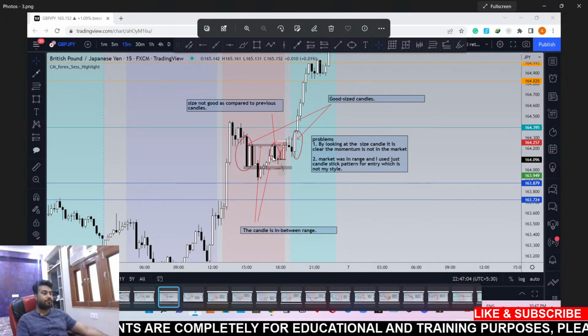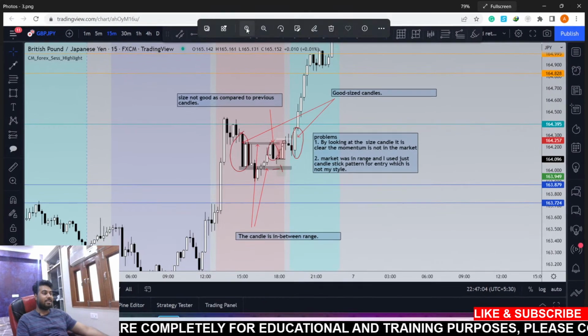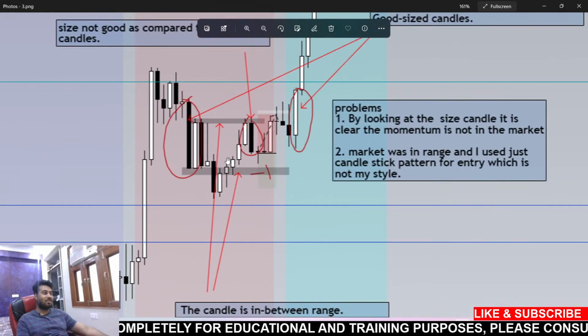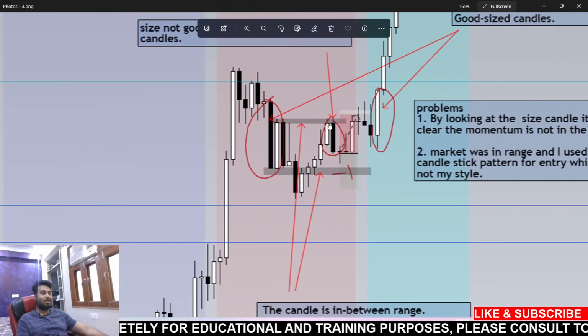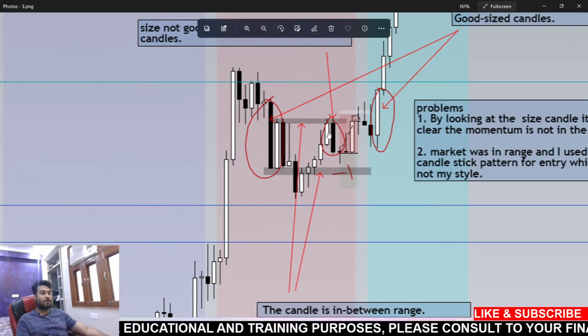See this trade, the trade at this area. This was a trade which I took today on gold, and it was a loss. I saw a bullish engulfing candle, and I took the trade. There was a zone rejection, and I saw the candlestick pattern and took the trade.